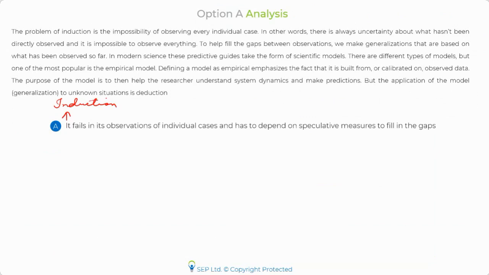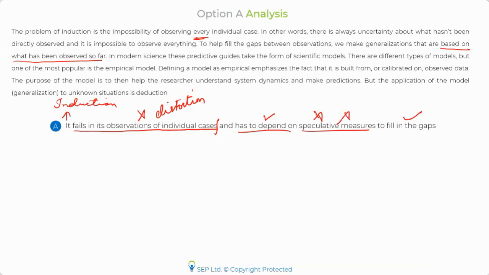This is how I examine my answer choices. Gauri, look at how I'm examining the answer choices. Induction fails in its observations of individual cases. Stop here. Ask yourself, is it written in the passage that induction fails in the observation of individual cases? No. It says that it cannot observe every individual case. The word every, guys. So this is a distortion of the first half of the sentence in this paragraph. Instead of saying it fails to observe all the individual cases, here the choice says it fails in the observation of individual cases, which is wrong. And has to depend on, yes, it has to depend on something. On speculative measures, no, it's not speculative, remember, because it was based on what has been observed so far. So it is not based on speculative measures to fill the gaps. So see the parts which are correct, see the parts which are incorrect. And therefore, A is actually incorrect.